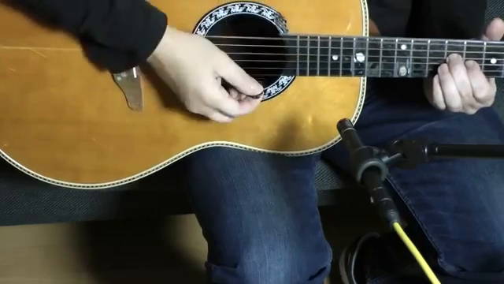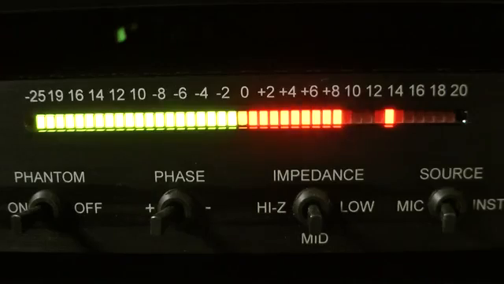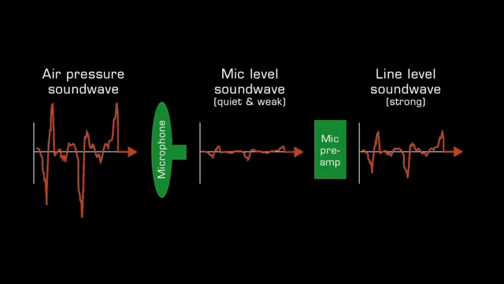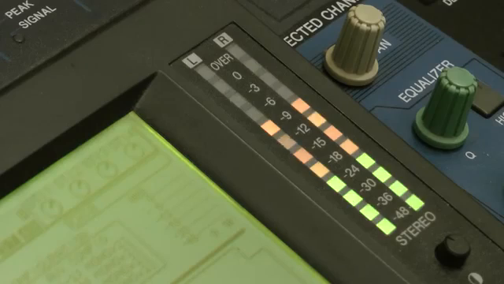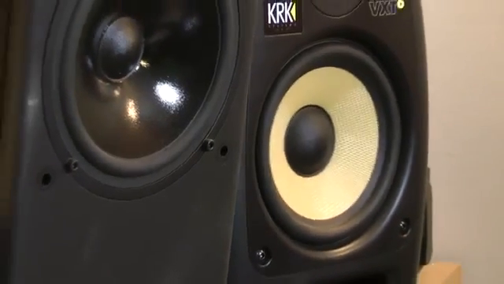A microphone preamplifier performs a simple but essential job. It must amplify the very quiet signal coming from a microphone up to line level so that it can be recorded, processed or sent to a PA or monitoring system. It must do this without distortion and without introducing unwanted artifacts into the signal.